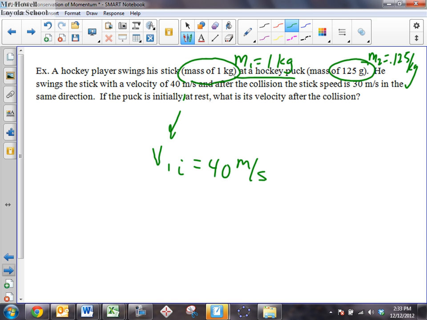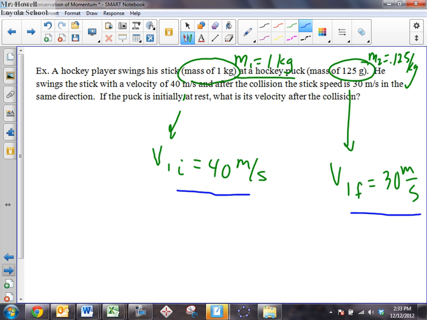And after the collision, the stick speed is now 30 meters per second, which makes sense. You collide with something, that's going to slow down your velocity. So this here is V1F. So here's what's going on again. This is the velocity of the stick before the collision, V1I. The velocity of the stick after the collision, V1F. Okay, we've got our masses listed. We're going to have one more piece of info.